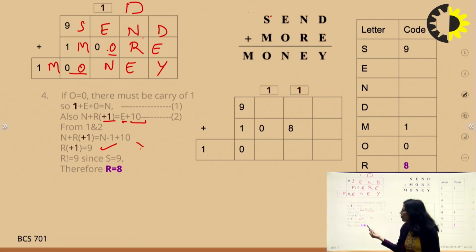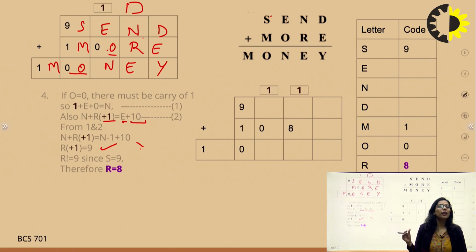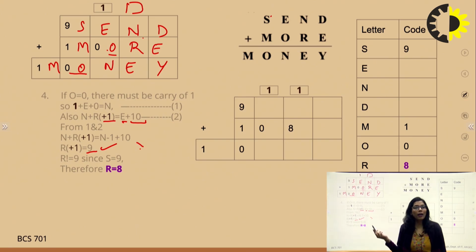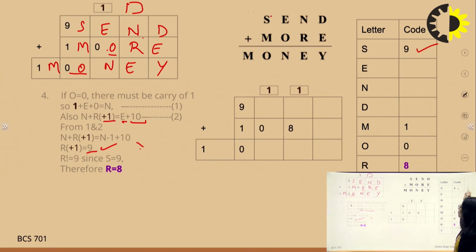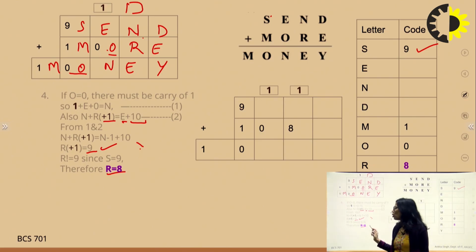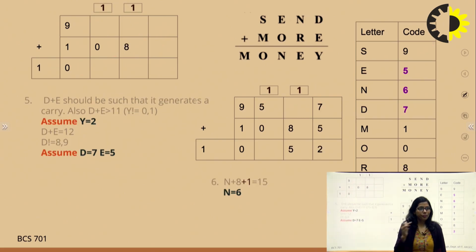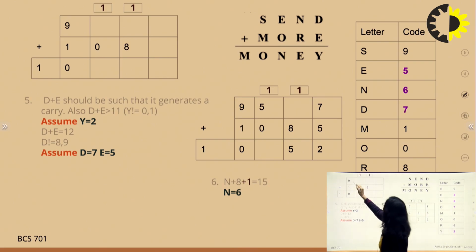Suppose there are two conditions, whether the carry is generated or not. If the carry is not generated, it means the value of R is 9, but R cannot be 9. Why? Because we have already assumed the value of S to be 9. So R could not be 9. Therefore the value of R is equal to 8. It means the carry is generated. Now I have got the same 1, 1 and the carry is generated. Now again I will put the values.